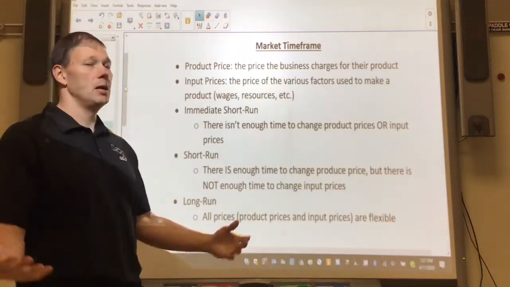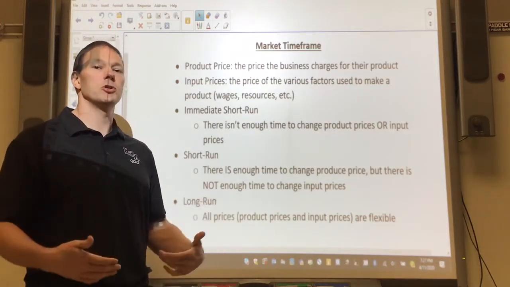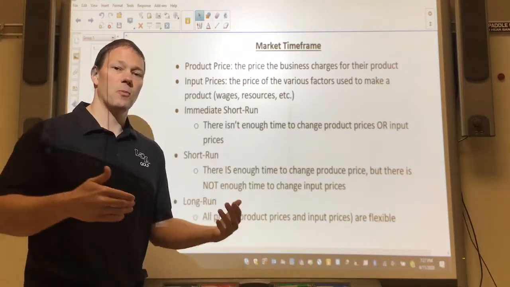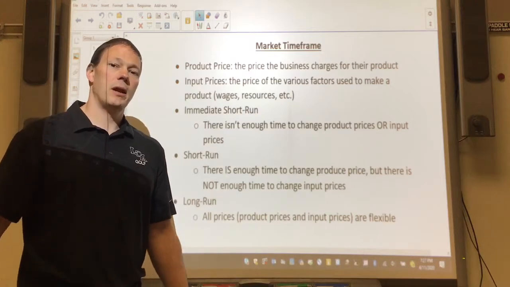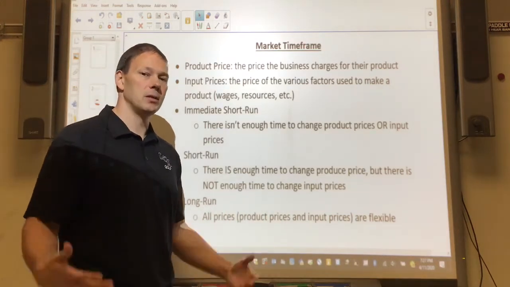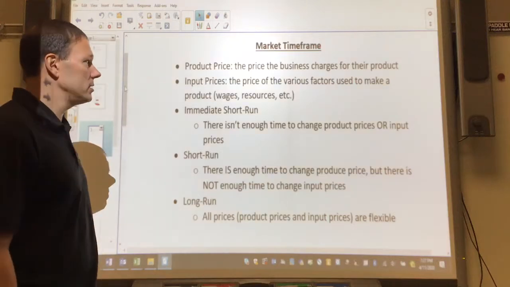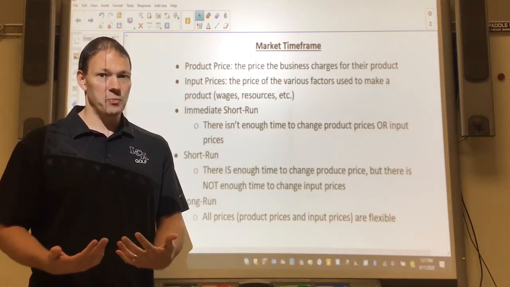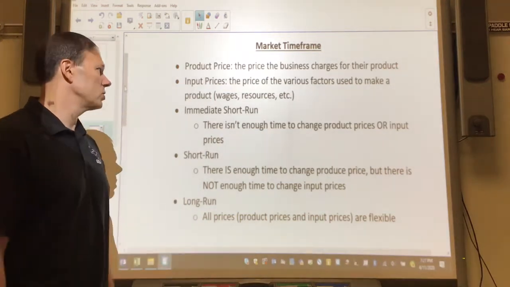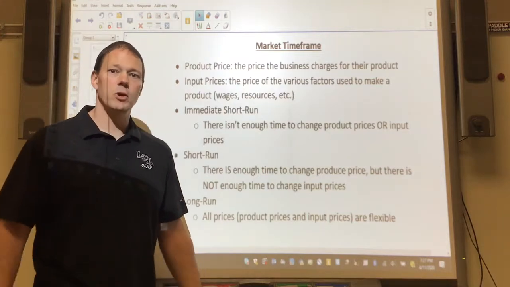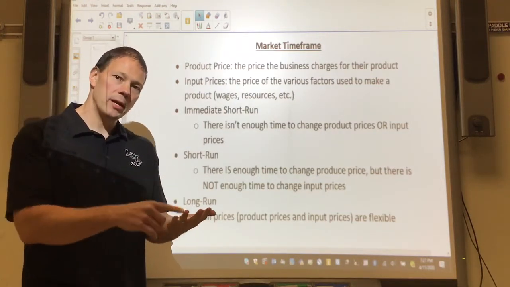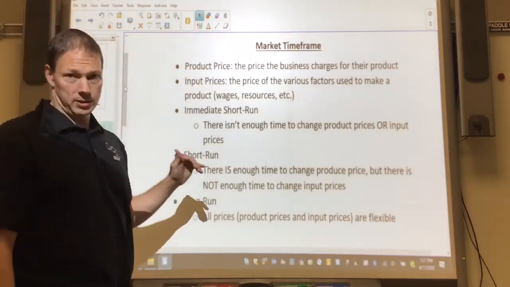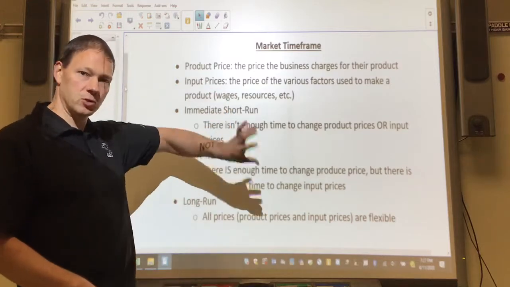What I mean by product price is just what it sounds like. This is the price that the business charges for their product. How much does McDonald's charge for a hamburger? How much does Foot Locker charge for a pair of shoes? How much does an airline charge for a seat on a flight, and so forth? And then input prices are the price of the various factors, usually wages. Wages are usually the biggest expense that any business has, but it could also be some of the various resources. Again, if you're making ice cream, you've got milk, you've got sugar, you've got all these other flavorings and whatever else. So those are input prices. Just make sure you know what product prices versus what input prices are.